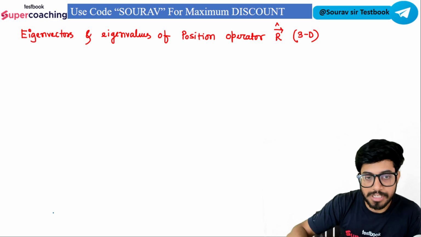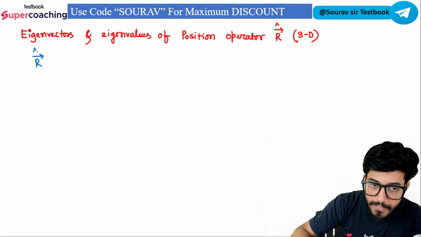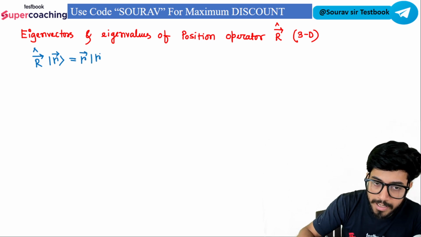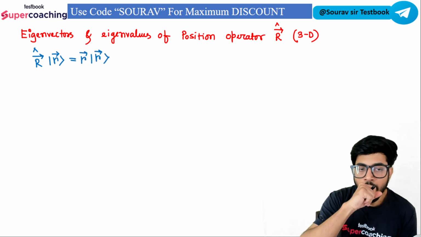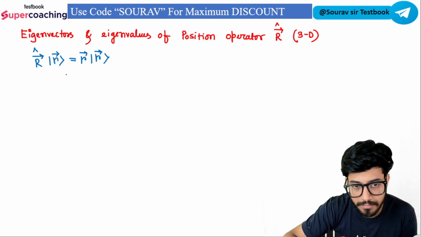हम लोगों ने bracket notation पढ़ा है और हम लोगों ने देखा है कि R cap operates on some vector ket R and it provides you the eigenvalue R into ket R. This is a vector operator जो ये देता है.